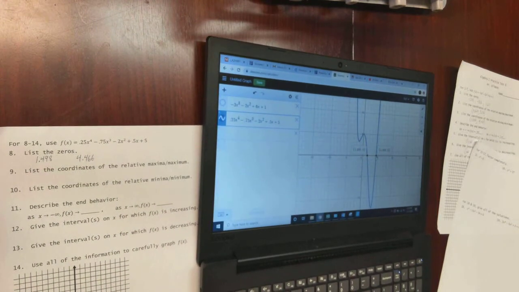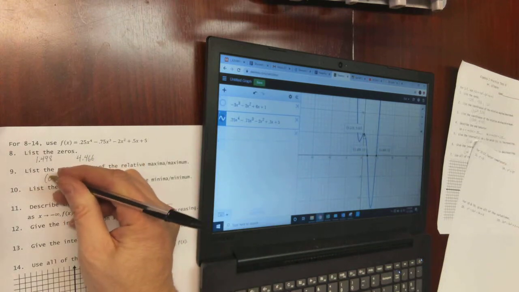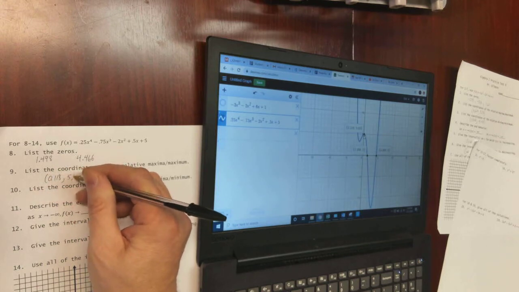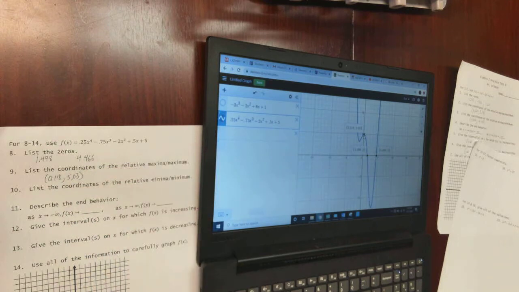See all of it. And the relative max, I see 1, and it's right here. Now, we got to be careful. 0, 5, it does list that y-intercept, but it goes a little bit higher past that. At 0.118, 5.03. That is a relative maximum.